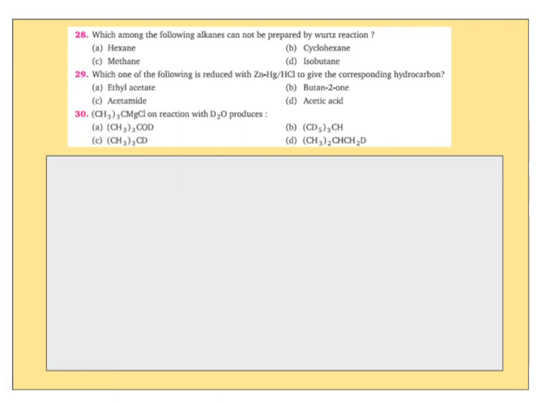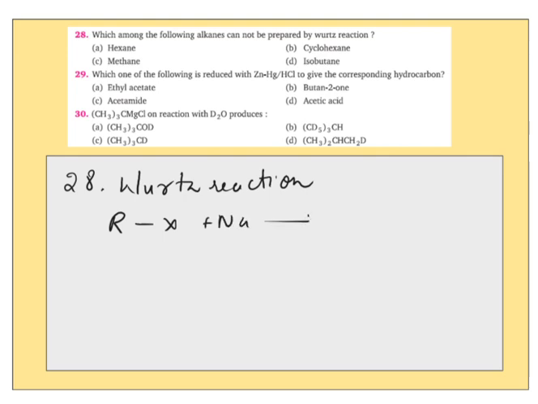Now, which among the following alkanes cannot be prepared by Wurtz reaction? Now, what is Wurtz reaction? You know that in this named reaction, a haloalkane reacts in presence of sodium in ether solvent to form an alkane. This alkane will always have double the number of carbons as that of the reactant.